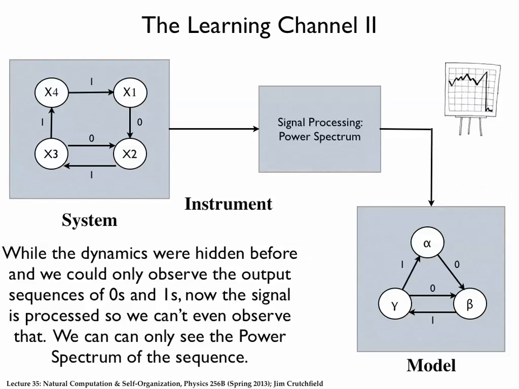So the modified learning channel that we have now is, just as I said, but we have some signal processing in here. And what happens is this guy creates data, and we don't get to see the data that comes out. It goes through some type of processing, and then from this guy right here, we want to try to infer the process that's going on. Put this little chart up here because a power spectrum is going to look like a graph.